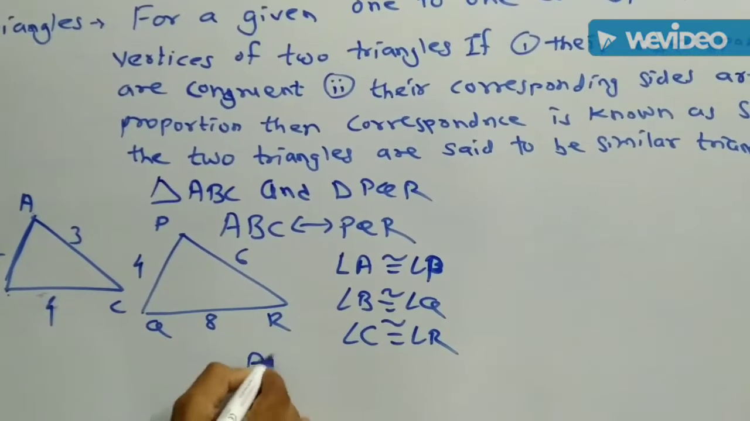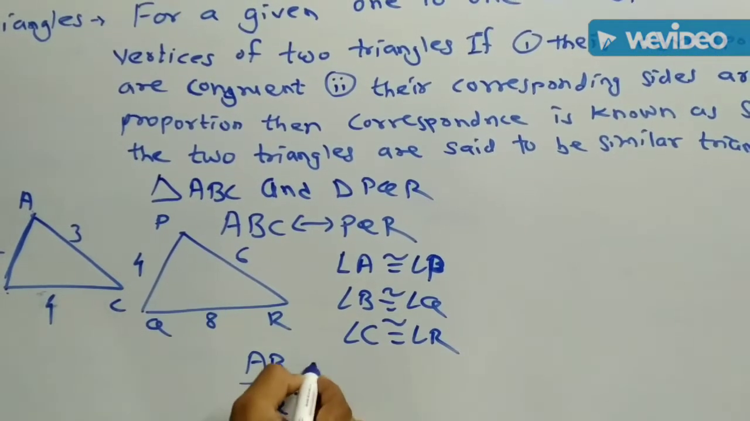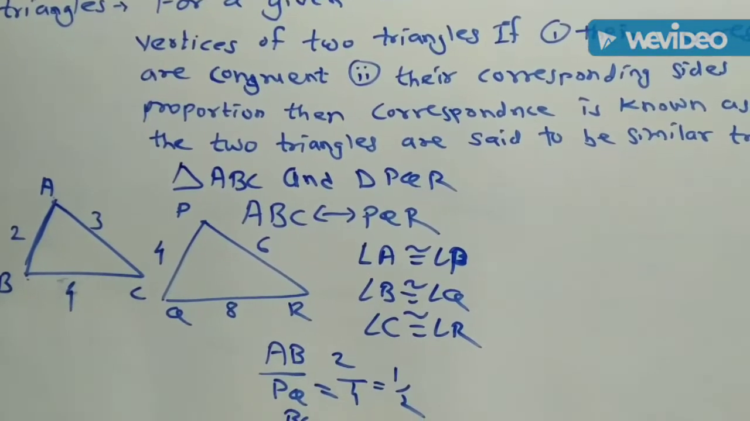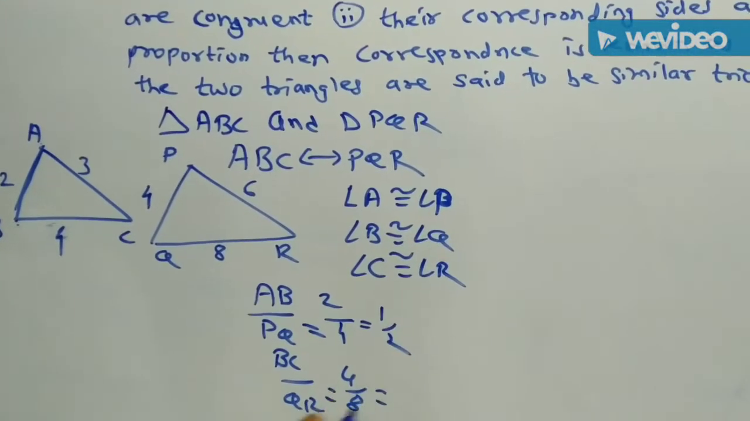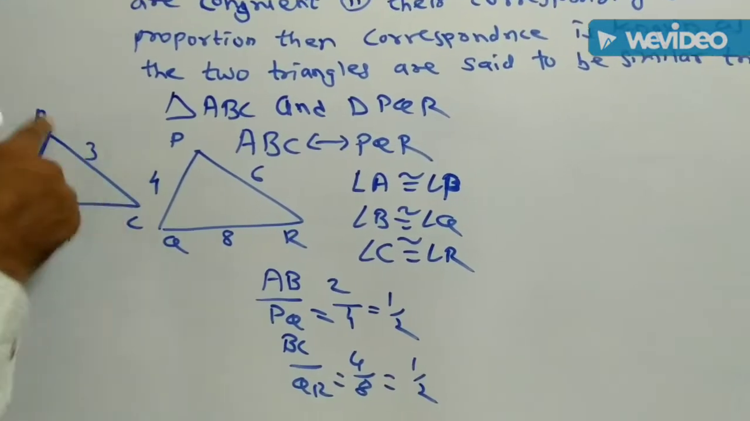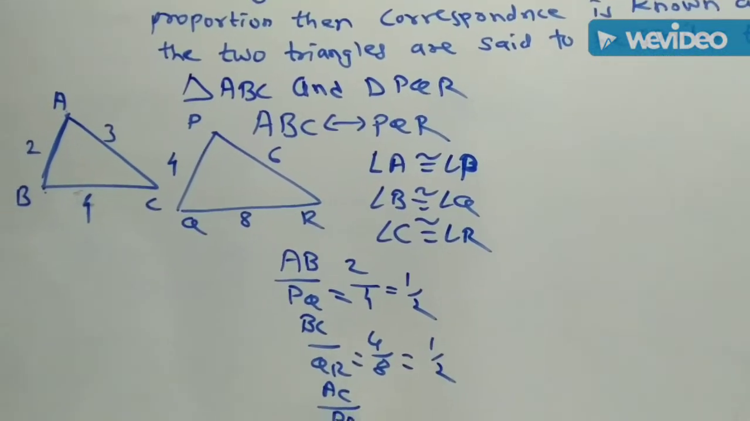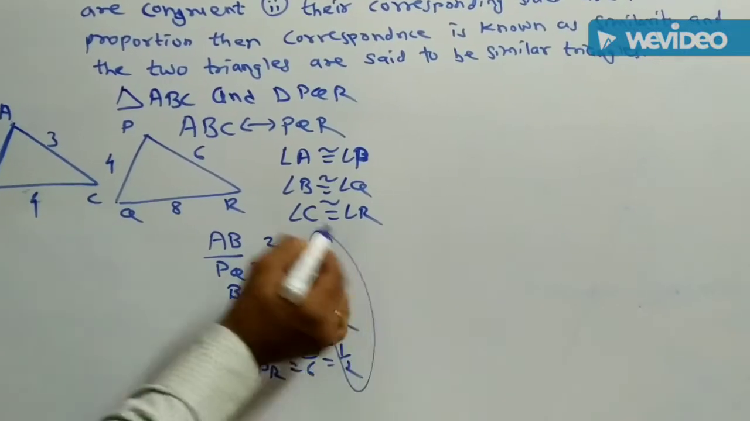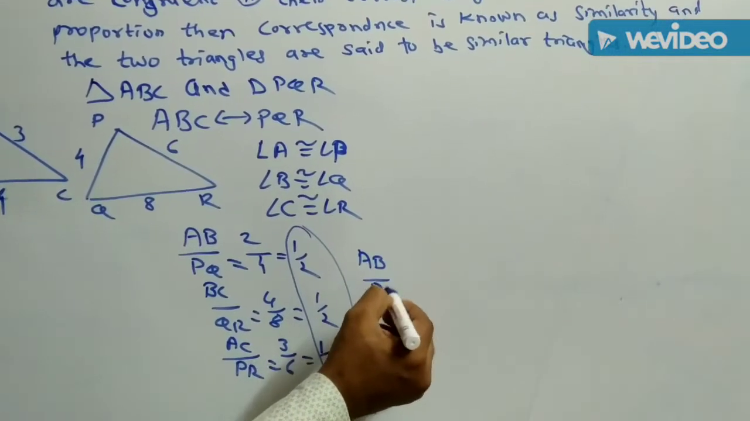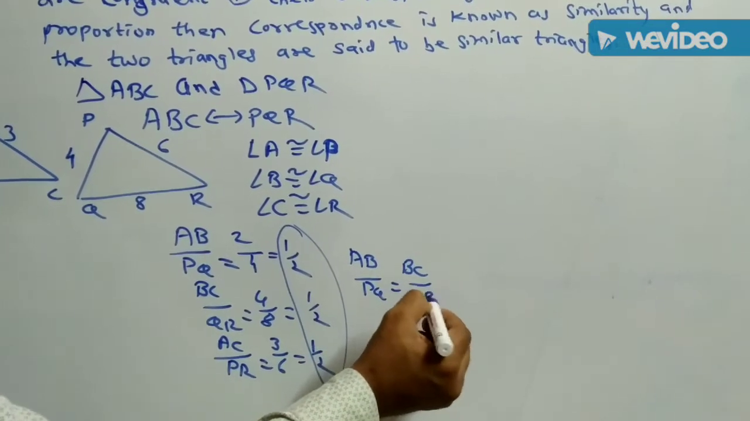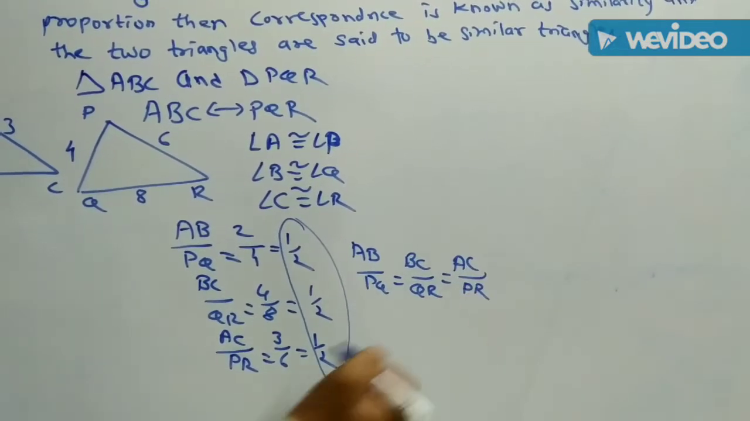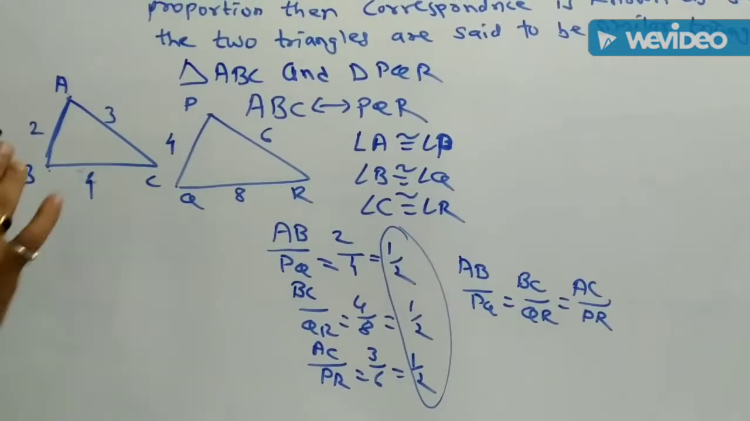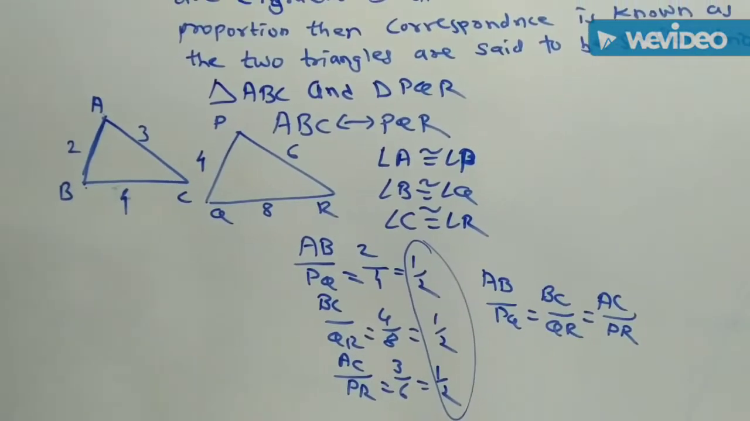AB upon PQ, their lengths are 2 upon 4, that is 1 half; BC upon QR, that is 4 upon 8, therefore 1 half; and AC upon PR, that is 3 upon 6, again 1 half. Their proportions are the same, therefore we can write AB upon PQ, BC upon QR and AC upon PR are the same, and therefore the correspondence is known as similarity and these two triangles are said to be similar triangles.